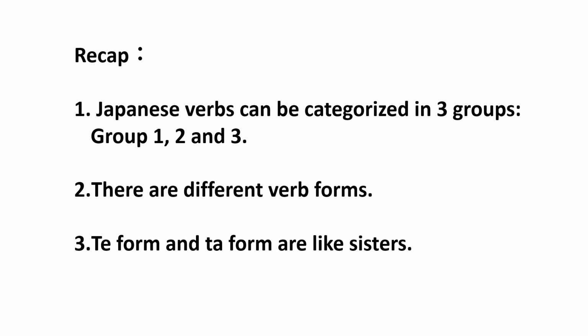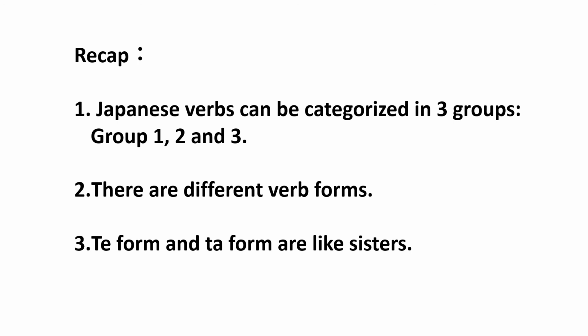Okay, let's recap what we've learned in this video. Number 1. Japanese verbs can be categorized in 3 groups. Group 1 or u verb, Group 2 ru verb, and Group 3 irregular verbs. There are only 2 irregular verbs. Do you still remember them?